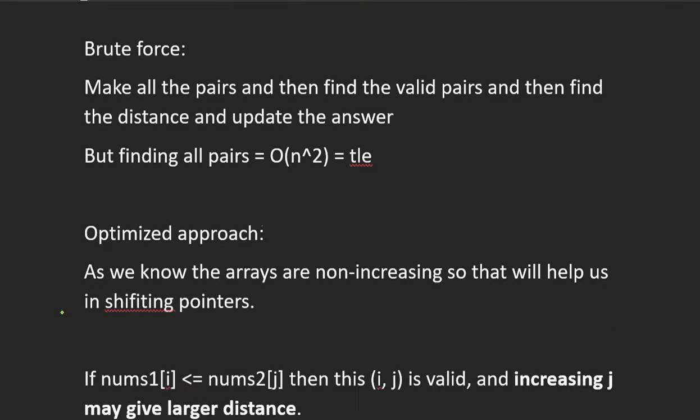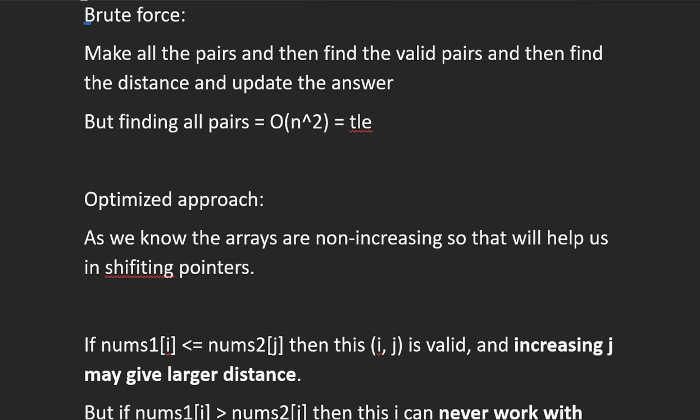So if we start with the brute force approach, what we can do is try out all the possible pairs i, j. Then from all the possible pairs we find the valid pairs. Valid pairs means i is less than or equal to j, that is one condition. The other condition is nums1 of i is less than or equal to nums2 of j. If these two conditions are satisfied, then that pair is a valid pair.